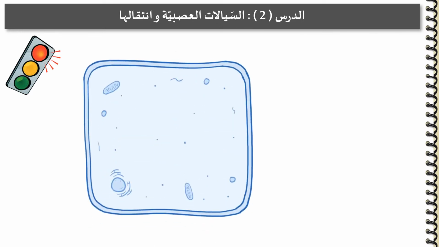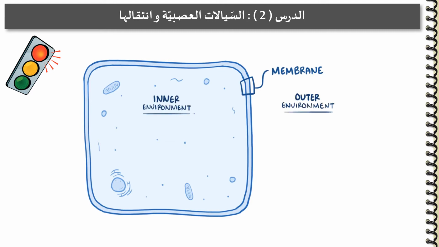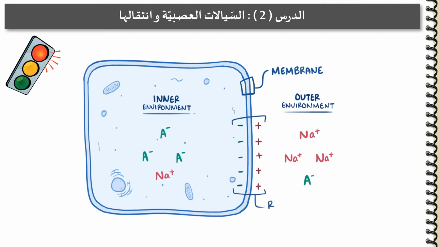Each cell in the human body is wrapped in a membrane that separates the inner environment from the outer environment. And positively and negatively charged ions aren't equally distributed on both sides of the membrane. Fundamentally, it's these differences in concentrations and charge, as well as permeability across the membrane, that establishes the cell's resting membrane potential.